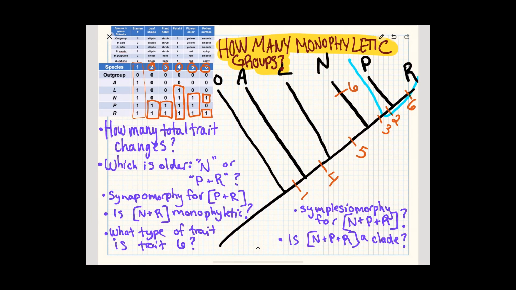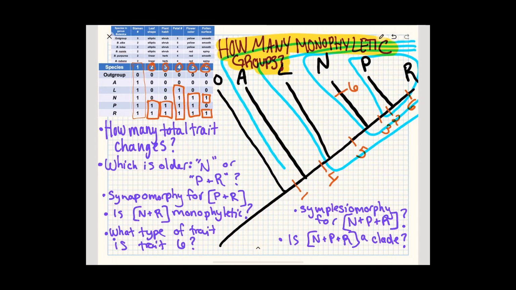Now this last question, how many monophyletic groups do we have? There's one. Here's another one. There's a third. 4, and including the outgroup, we have 5 total monophyletic groups. In other words, we have 5 clades shown on this cladogram. Good work.